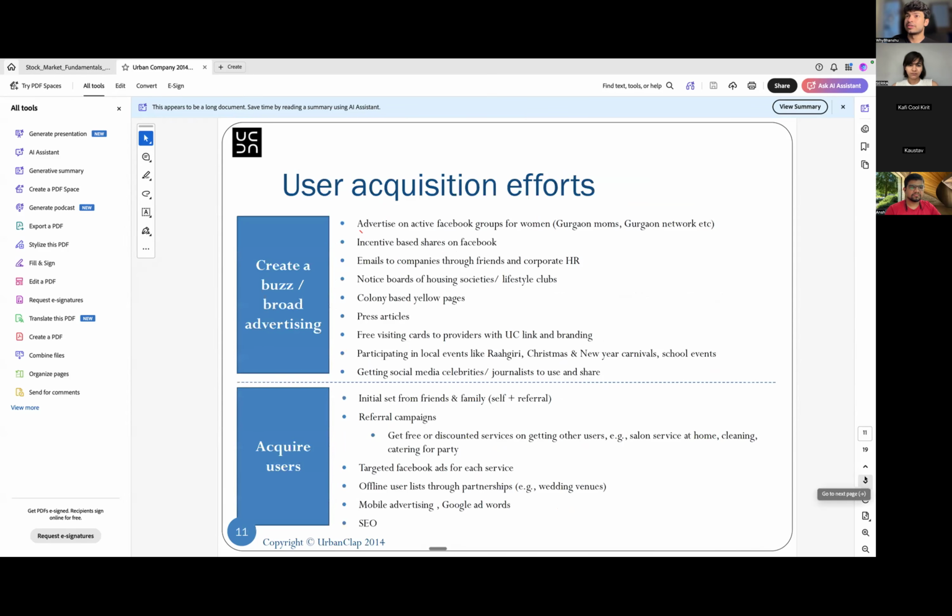User acquisition efforts. The decks these days look much better because of Claude and the fact that there are so many ex-consultants and stuff like that. But I would still say out of all the decks that I went through for this module, I really like this one more than the others. User acquisition efforts, how I'm going to acquire users, what is my CAC going to look like, how I'm going to do that.